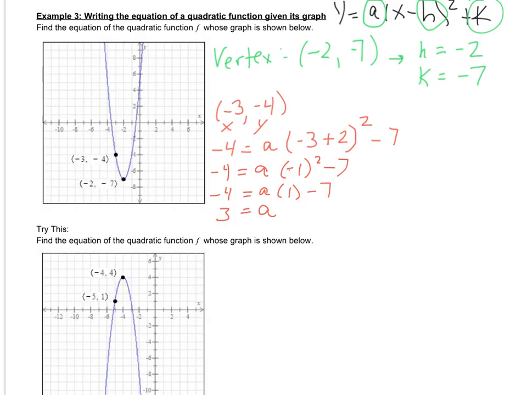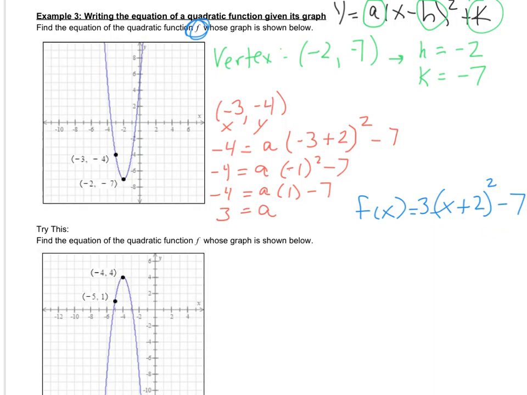Now if a is 3, I can go ahead and write my final answer. Since I'm finding the function f, I'm going to label this as f of x equals 3 times x plus 2 squared minus 7. What I did at the end here is plug the a value in for the a spot, my h value, which is a negative, in for my h, and my k in here.